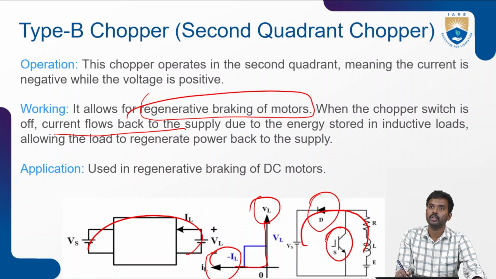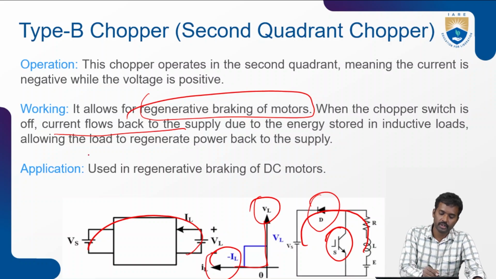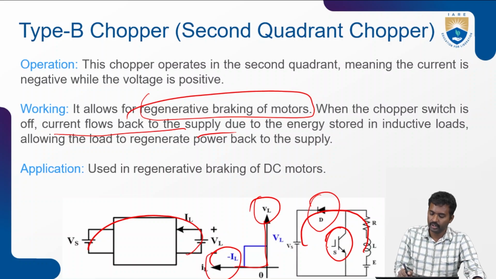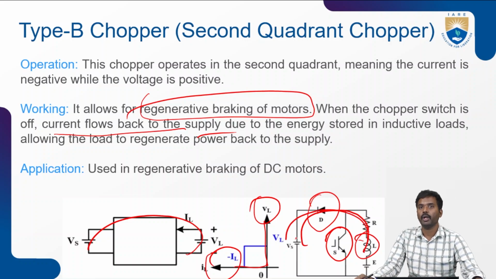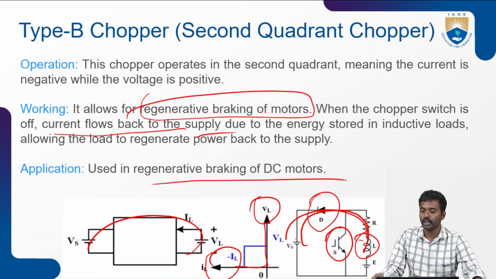Here is a switch. When the switch is off, the current flows back to the supply due to the energy stored in the inductor, allowing the load to regenerate back to the supply. So it is used in the regenerative braking of the DC motor.